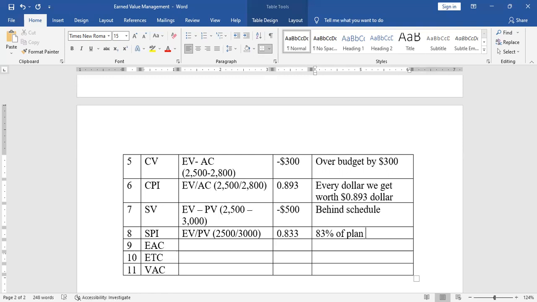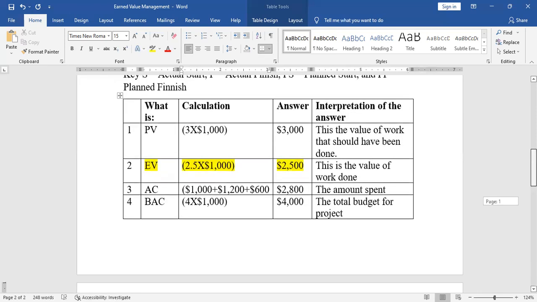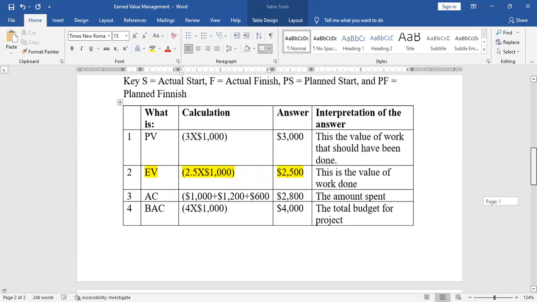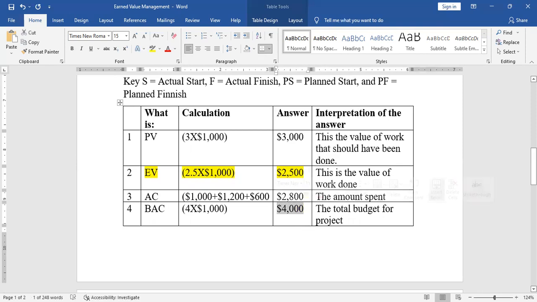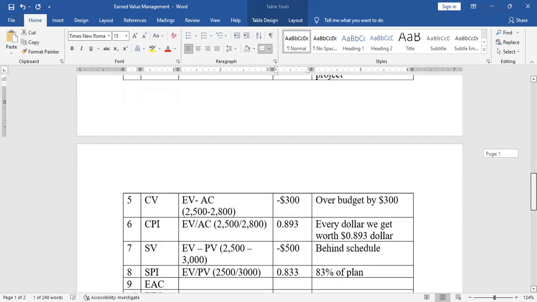EAC is estimated at completion. Because we are now overspending, we want to see what would be the actual cost, because the total budget indicates that we should have spent 4,000 for the whole project, but it looks like we're not going to spend that because we are overspending here.